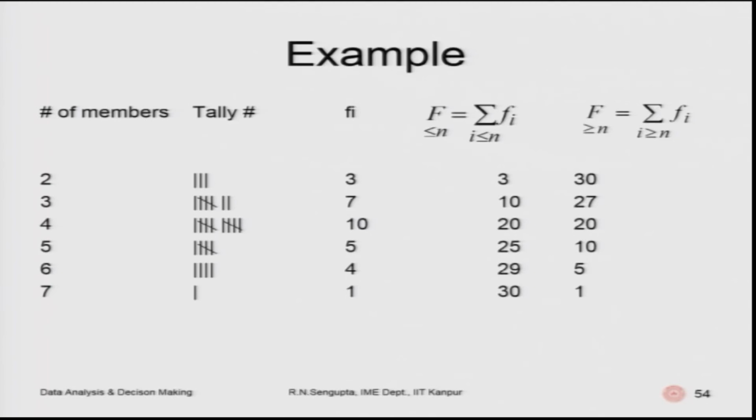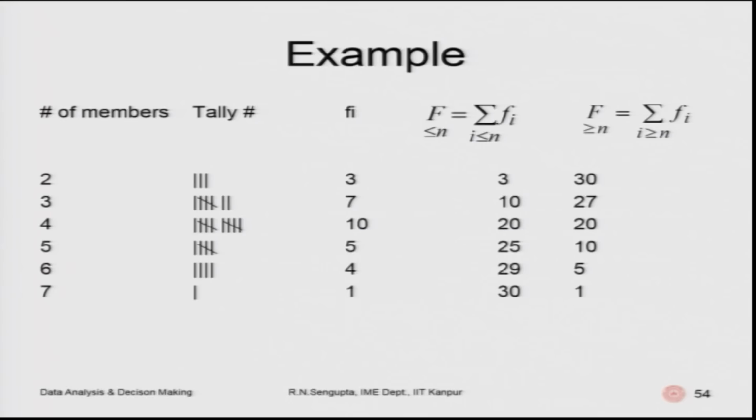On the leftmost column we write the number of family members in the family. The minimum is 2 and the maximum is 7. If the tally numbers are given, it means 3 is the frequency for 2, that is, the number of families with 2 members is 3. The tally number for family members exactly 3 is 7, for exactly 4 is 10, for 5 is 5, 6 is 4 and 7 is 1.